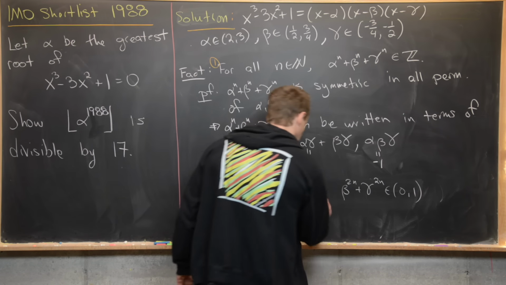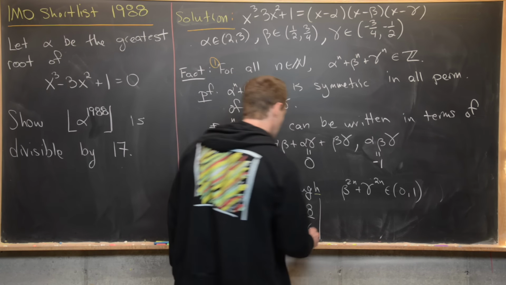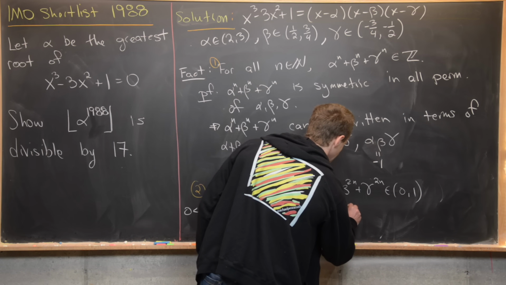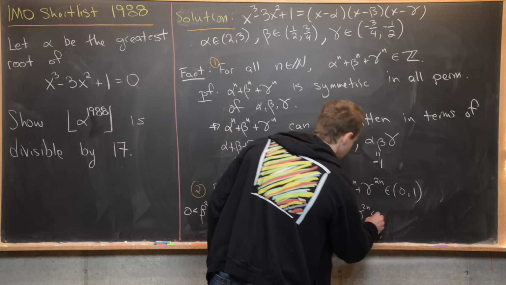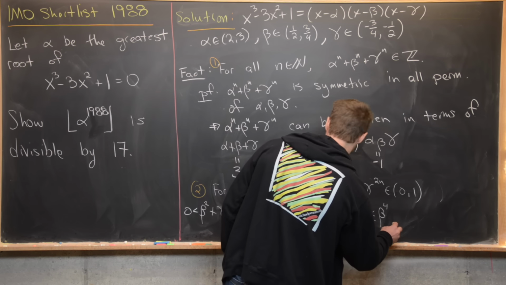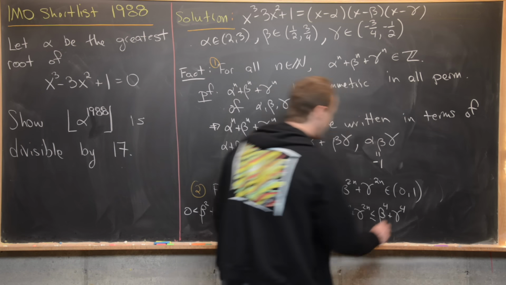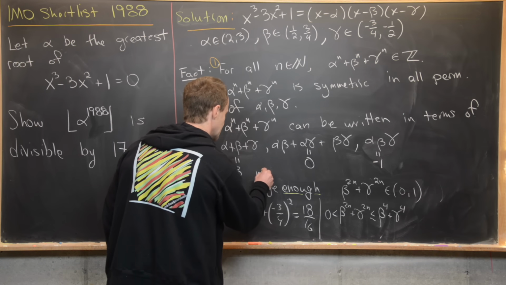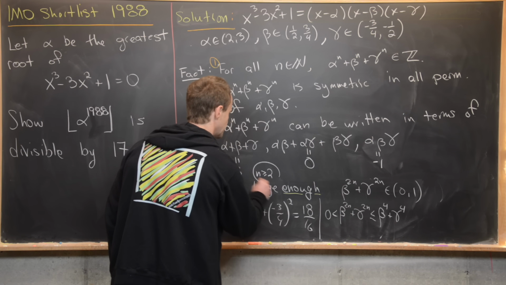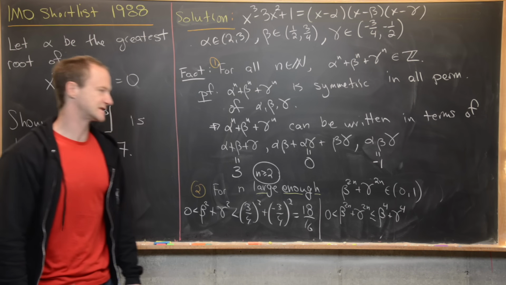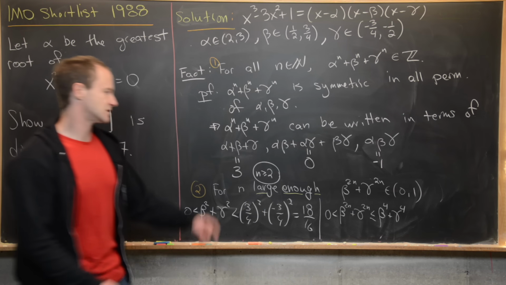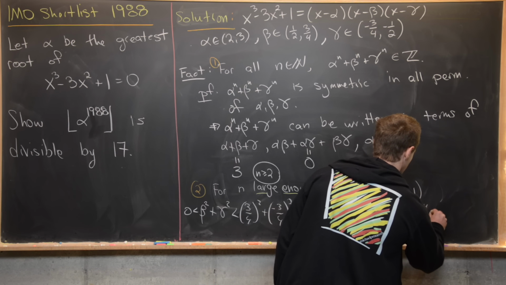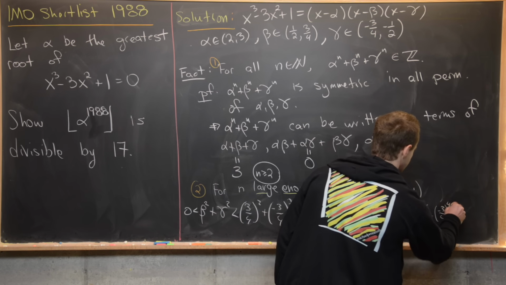But let's maybe look at n equals 2. So if we take n equals 2, we have 0 is less than beta to the 2n plus gamma to the 2n, which is less than or equal to beta to the 4th plus gamma to the 4th. Well, if we raise it to some power that is bigger than 2, so let's maybe put here n is bigger than or equal to 2, then that means here we have beta to the 4th plus gamma to the 4th, or larger powers. So let's see, that is going to be less than (3/4) to the 4th plus (-3/4) to the 4th.